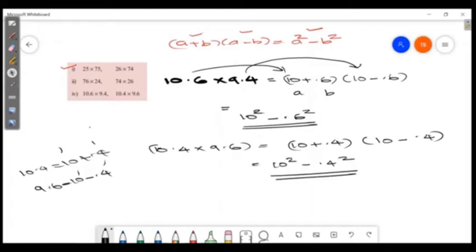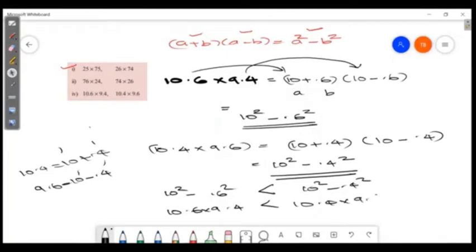So we can write that product as a square minus b square, that is 10 square minus 0.4 square. Which one is the larger product? 10 square minus 0.6 square or 10 square minus 0.4 square? 10 square minus 0.4 square is larger, isn't it? So 10 square minus 0.6 square is less than 10 square minus 0.4 square. In other words, the product 10.6 into 9.4 is less than 10.4 into 9.6.